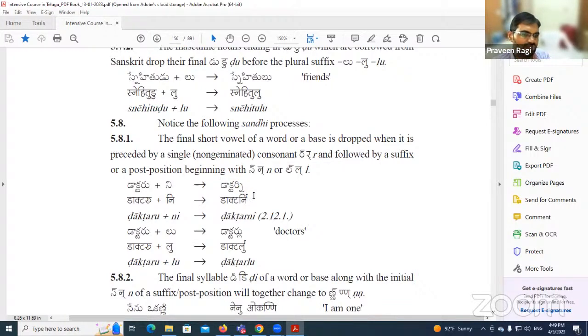This is used when we want to introduce ourselves. I am a doctor: Nenu doctoru plus ni, Nenu doctor ni. That's the meaning. Then doctors with lu: they are doctors, Valu doctorlu. Like that it will come.